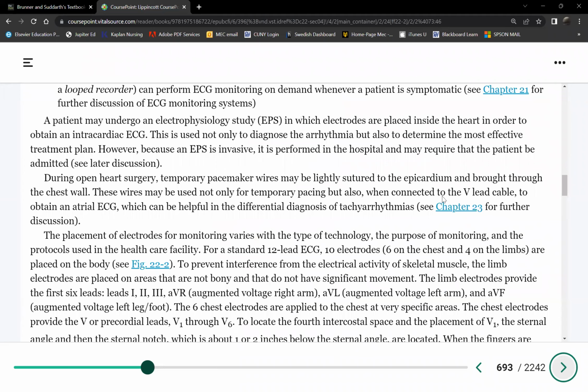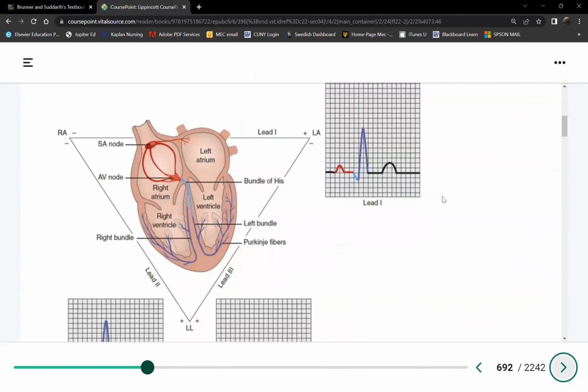Now let's go back to the triangle. Which direction is the electrical conduction taking? Okay, let's look at the pacemakers of the heart. We have three sets of pacemakers. Pacemakers meaning cells that generate electrical impulses. First one and the primary pacemaker is the SA node. So this is the location of the SA node.